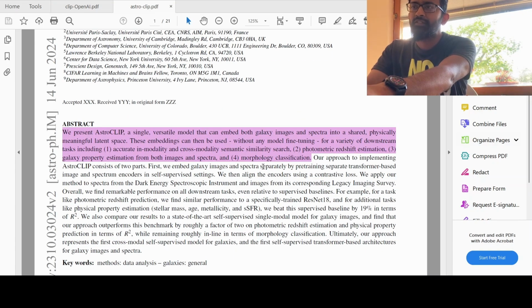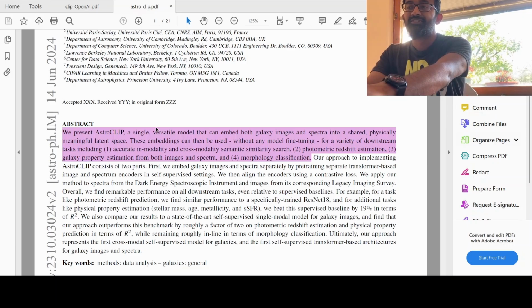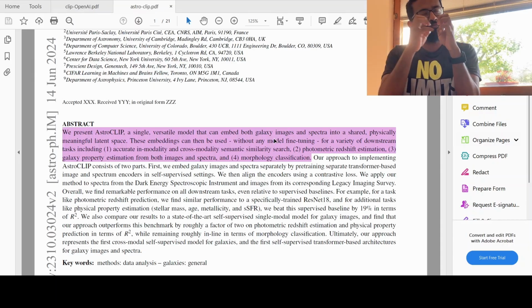Okay, so in the abstract, they say that we present this model AstroCLIP, a single versatile model that can embed. So here comes this idea of embedding, like a compressed representation.